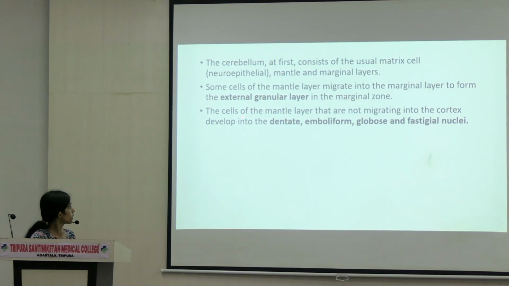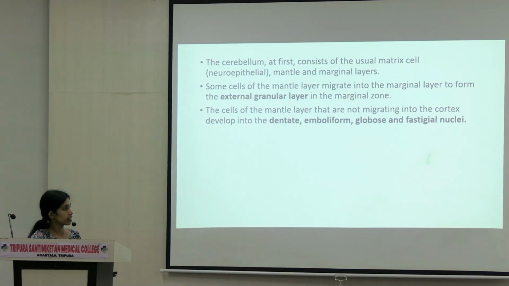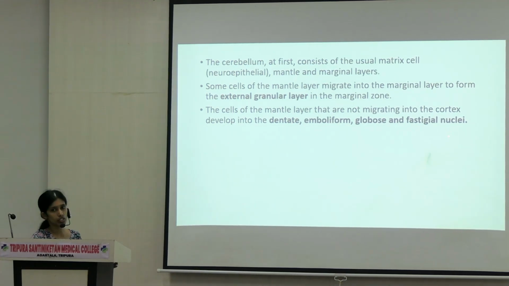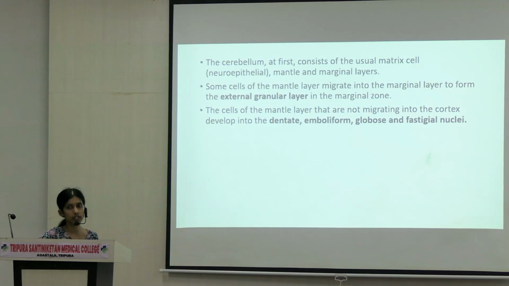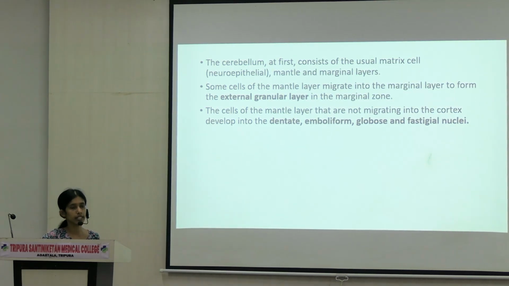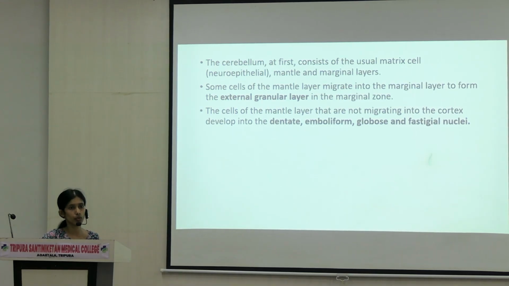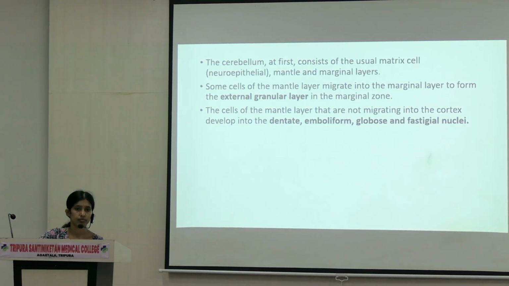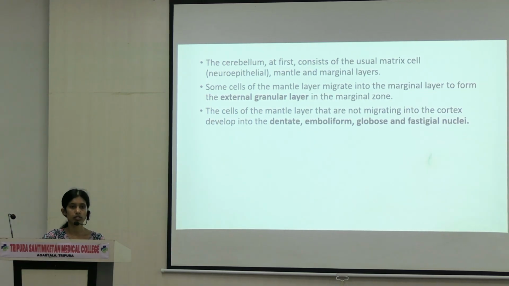Okay. The cells of the mantle layer that do not migrate into the cortex develop into your intracerebellar nuclei. Those are the dentate, emboliform, globose and fastigial nuclei. So these are the four nuclei we can see in your cerebellum part. Okay. Any doubts in this? Any doubts?